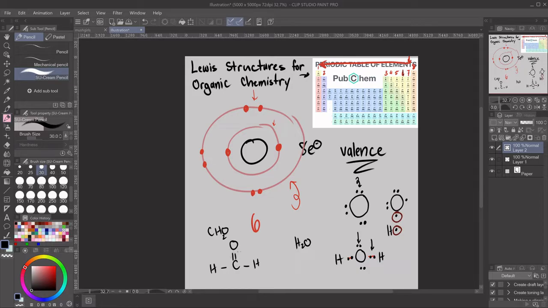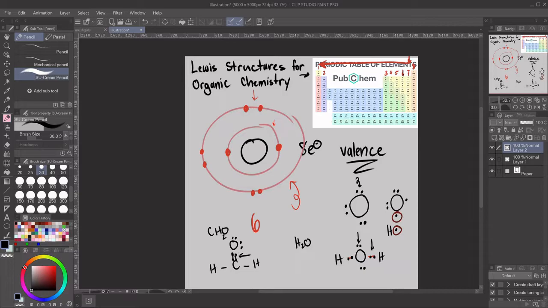Something to note is that when we have 2 lines, that's going to represent a double bond, and if we have 3 lines, that will represent a triple bond. Each one of those lines will contain 2 electrons. So in this case, oxygen will again have 4 electrons in 2 pairs, and then it will have a double bond with carbon, so it's sharing 2 electrons with carbon, and carbon is sharing 2 electrons with the oxygen.